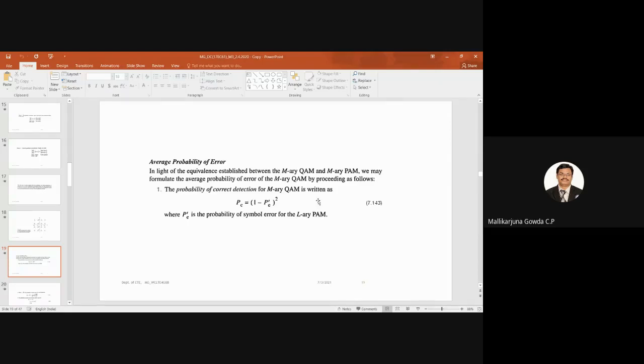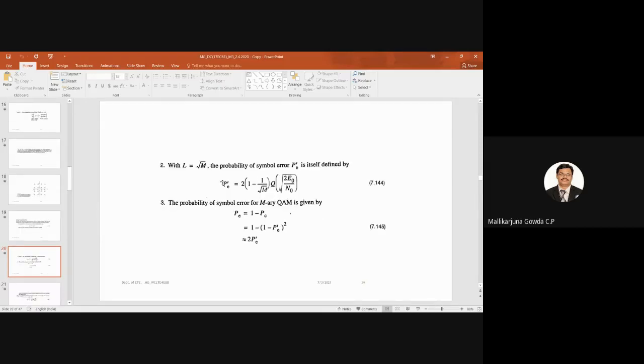So as we did for defining the bit error rate for QPSK and other things, in the same way, the probability of bit error is also found for this QAM. So here, maybe in-between steps are also required. Just to begin with, the probability of correct detection for M-ary QAM will be given as what? P suffix C is the probability of correct detection, which is equal to 1 minus P dash E whole square, where P dash E is the probability of symbol error for L-ary PAM signal.